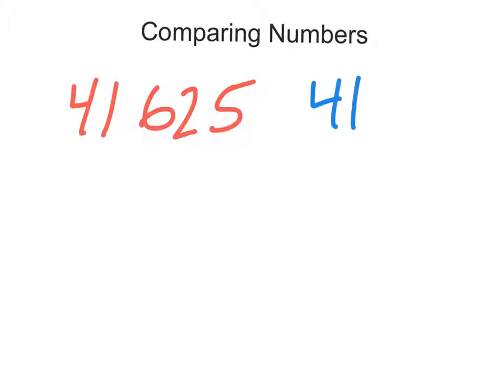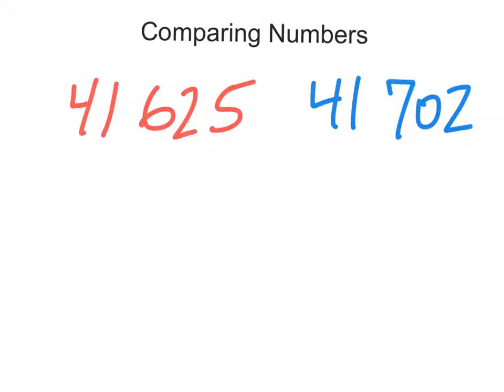If you have two numbers like 41,625 and on the other side you have 41,702, you might be wondering, which number is bigger? Well, the best thing to do when comparing these numbers is to line them up vertically so that you can compare the place value, like this.